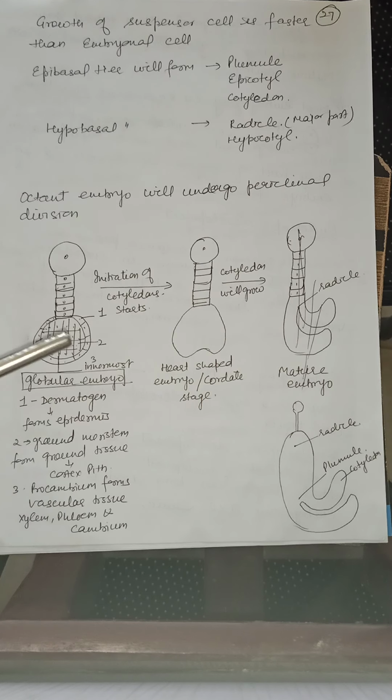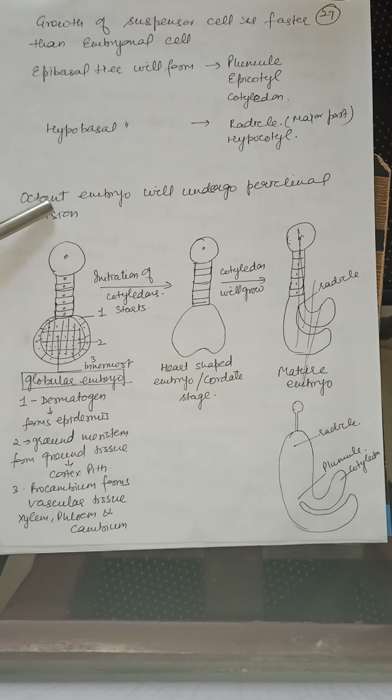Children, I have told you that the cell of the suspensor which is near to the embryo was known as hypophysis. This hypophysis will form the radicle tip.